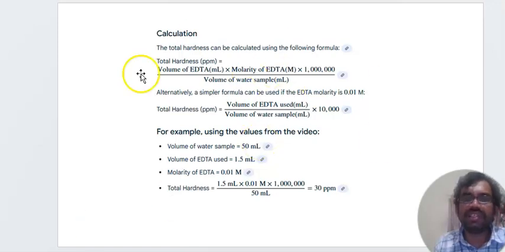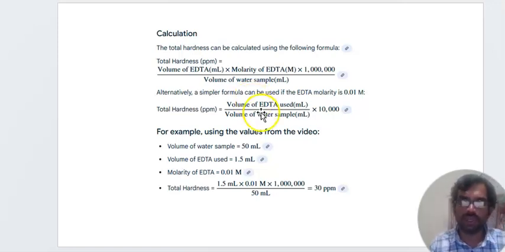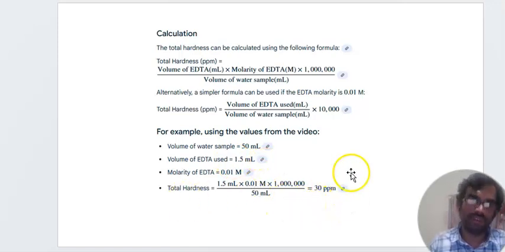You can use this formula to determine the temporary and permanent hardness of the given water sample. This is a very important equation for the calculation, and you can see an example of how they did it, and you will get a value of 30 ppm.